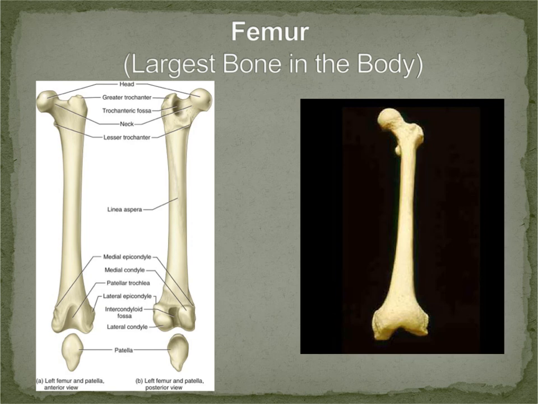The femur is another long bone. This is the bone that is in your thigh, and it is the largest bone in the body. You can see here it has a head. We call this the head of the femur. And then there are 2 processes. We have the greater trochanter and the lesser trochanter. Those are little processes found on the sides of the femur.